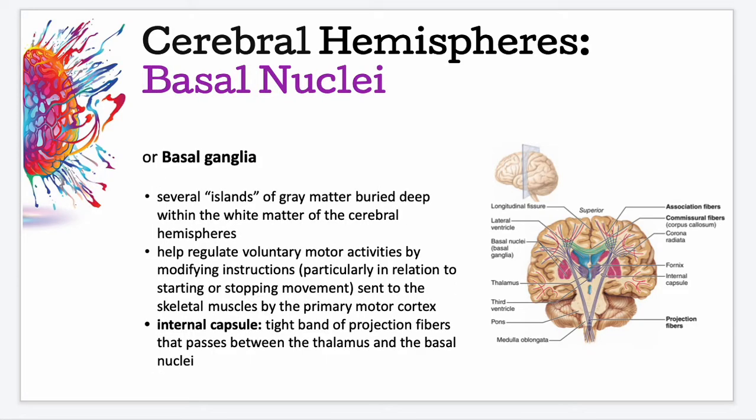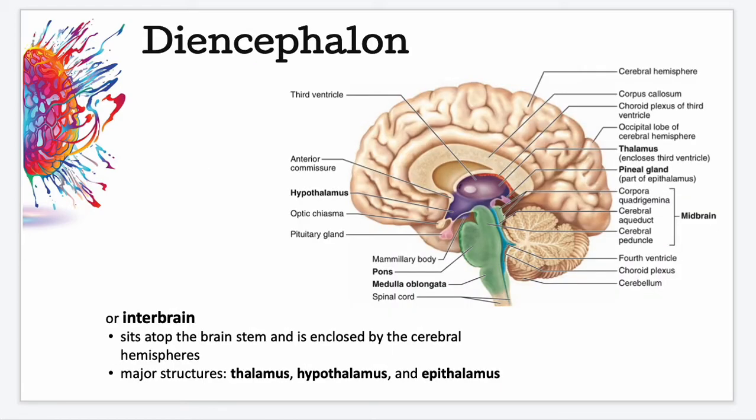So, your basal ganglia, these are several islands of gray matter buried deep within the white matter of the cerebral hemispheres. And they help regulate voluntary motor activities by modifying instructions sent to the skeletal muscles by the primary motor cortex. Your internal capsule, these are tight bands of projection fibers that pass between the thalamus and the basal nuclei.